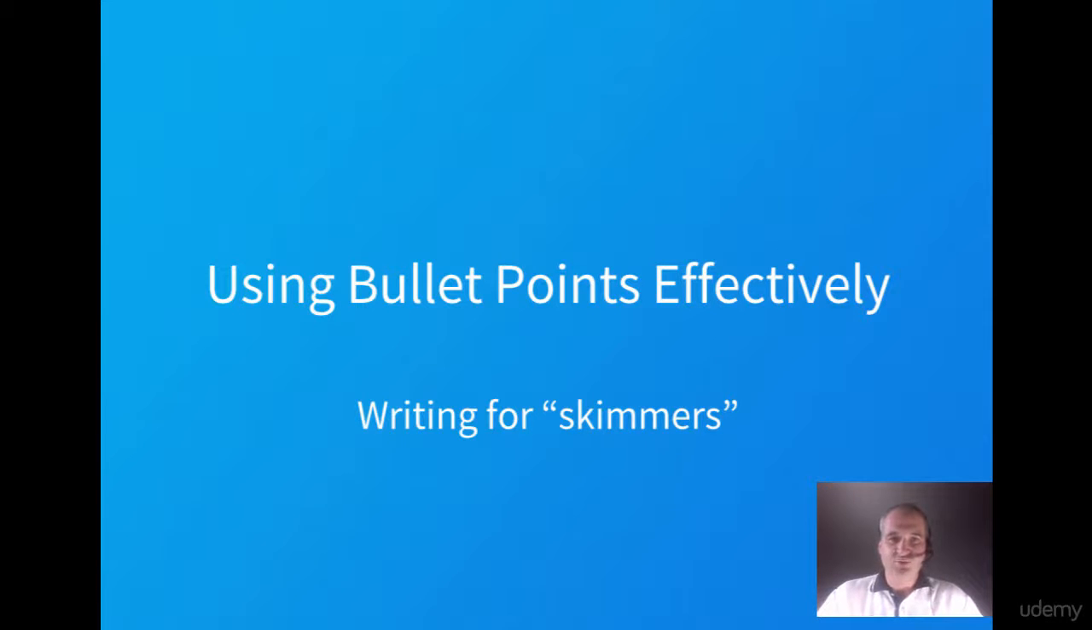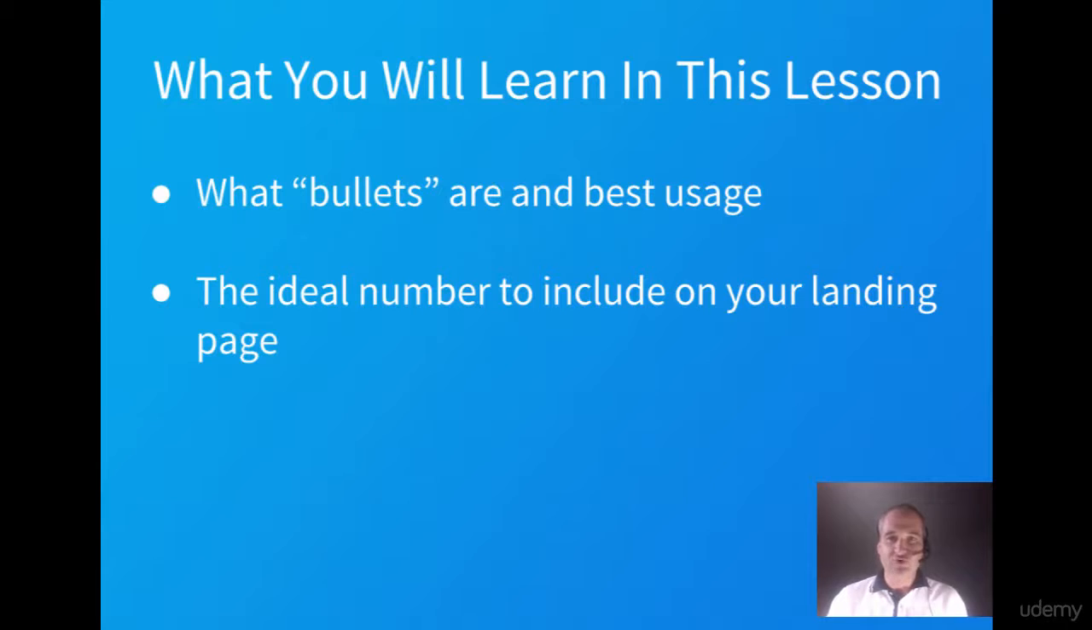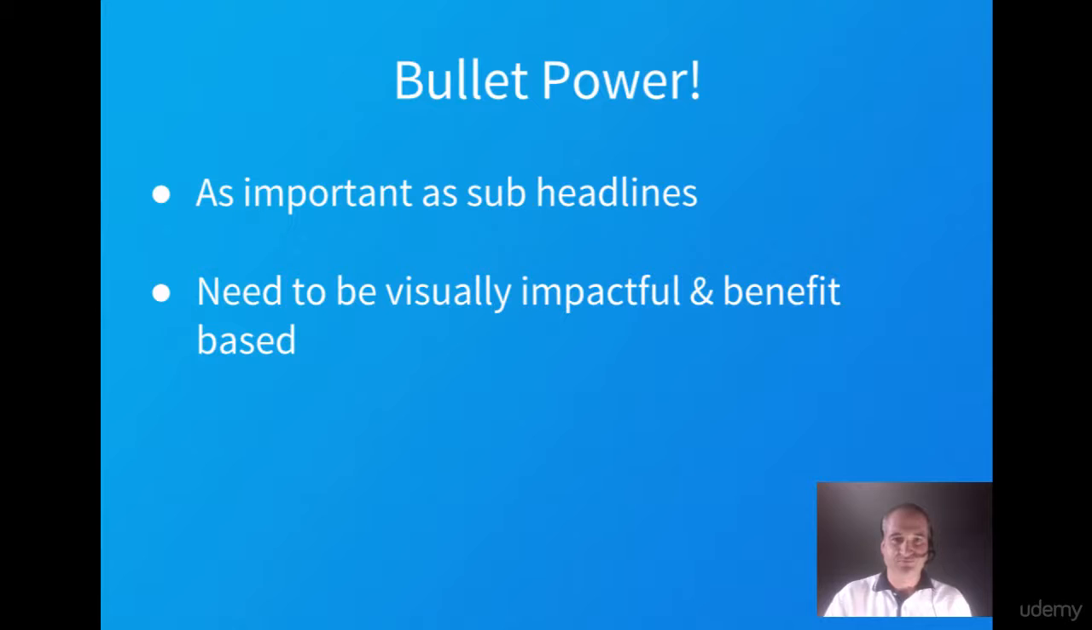Okay, in this section, we're going to talk about how to write to appeal to skimmers, that vast majority of people who will skim through our content and just look for those bold highlighted items, the bullet points, the main benefits, and how we can use that to our advantage. What we'll cover in this lesson is exactly what bullets are and the best usage, how we can implement them, and the ideal number to include on your lead generation page.